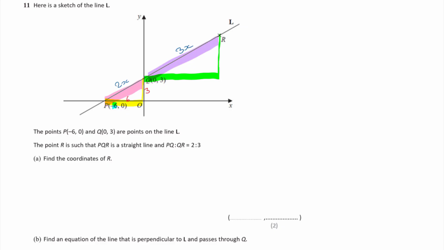Now the ratio of this to this, we were told, was 2 to 3. So if we take those distances and divide them by 2 and times them by 3, we should get the corresponding distances for the next bit from Q up to R. So if I take 6 and divide it by 2, I get 3, and then if I times it by 3, I get 9. Thinking about it the other way, if I've got the ratio of 2 to 3, then 6 is 3 times bigger than that one, so times that by 3, I get 9. They're going to be in the same ratio, so that must be 9 there.